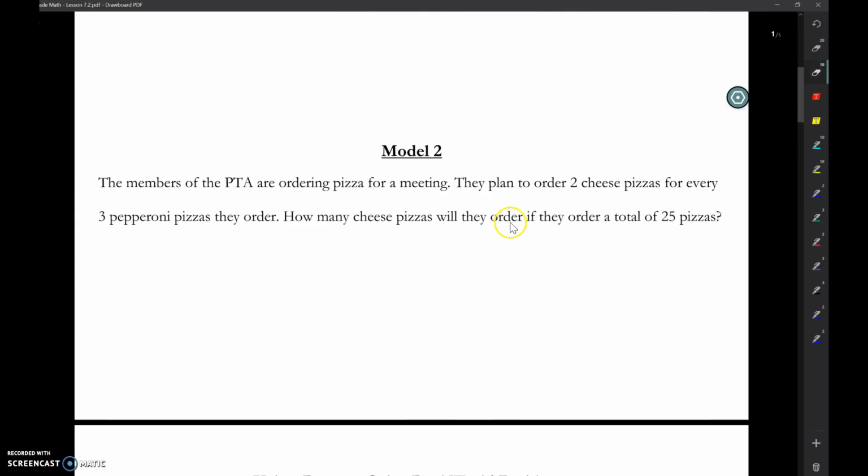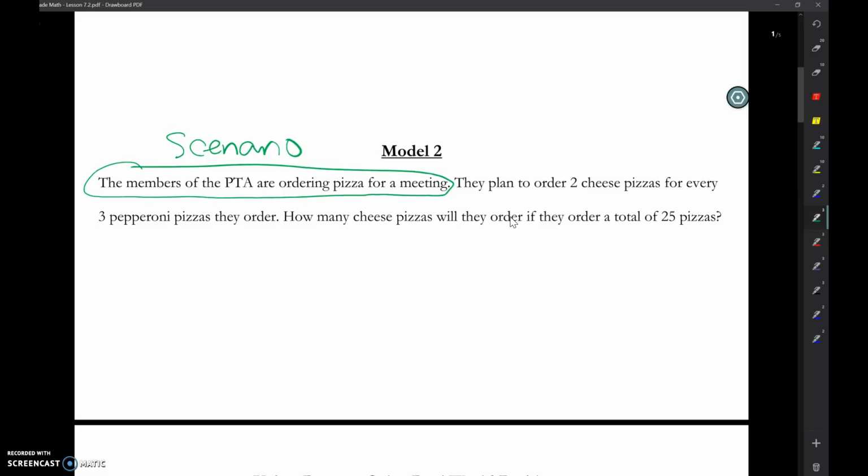Now let's look at problem 2, or model 2. It says the members of the PTA are ordering pizza for a meeting. So here's our scenario, and whenever we have a word problem, I want you to identify the scenario. Here's the story. Scenario, okay? They plan to order 2 cheese pizzas. So they're going to order 2 cheese pizzas. Our key word for every, this tells me it's a ratio. So 2 cheese pizzas for every 3 pepperoni pizzas.